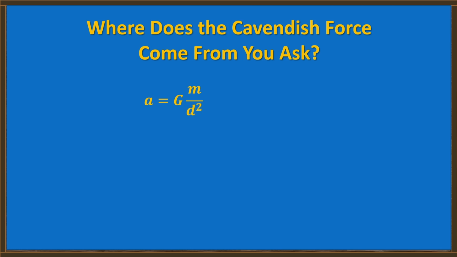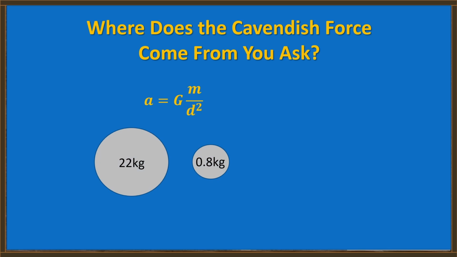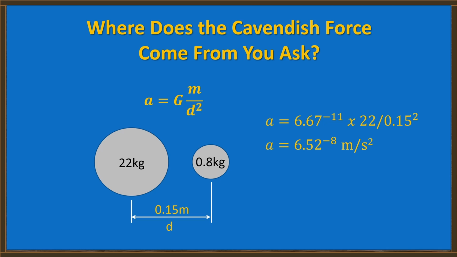Acceleration is the gravitational constant times the magnitude of a mass divided by the square of its distance to any other mass. Let's take Cavendish. I had a 22 kilogram mass. I had a 0.8 kilogram mass. The distance between those two was 0.15 meters. And if I plug the numbers into that expression, we get an acceleration of 6.52 times 10 to the minus 8th meters per second squared.